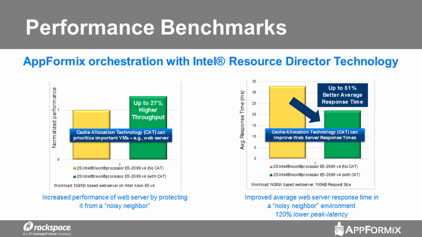Recently, we ran some benchmarks on the new Intel servers, and based on using the AppFormix technology in conjunction with the newly announced Intel Resource Director technology, what we've shown is that for application workloads, for server workloads, we can get 51% better response time on average and 27% higher throughput. Now, this is a pretty significant result, and what this result essentially captures is both the analysis capability as well as the orchestration capability of our platform.